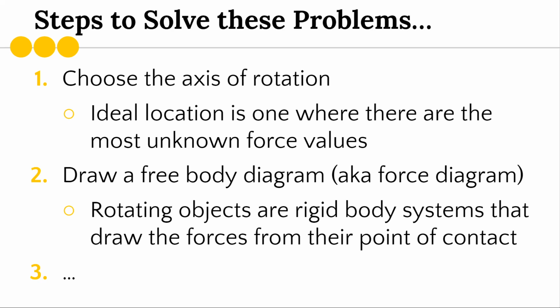Step 2, draw a free body diagram. Again, step 2 can help you identify how you should choose your axis of rotation in step 1 if you're not sure. Draw that free body diagram first if you like. Again, as a reminder, rotating objects are rigid body systems, and so we do need to make sure that we draw those forces from their point of contact. The position at which they're applied matters.